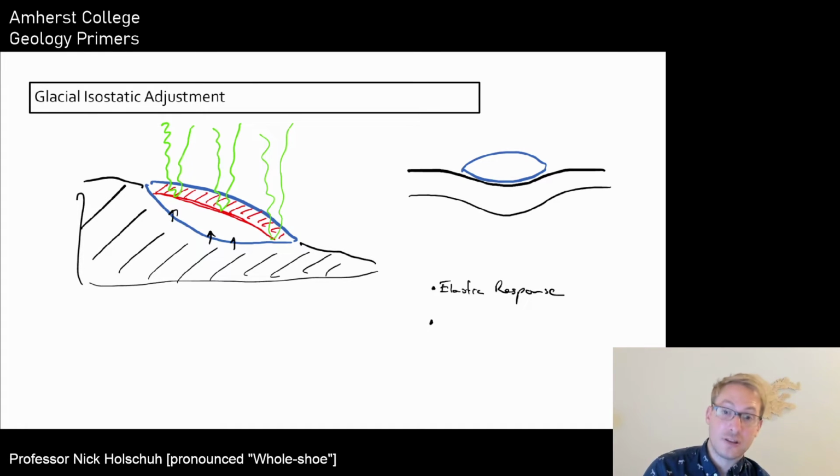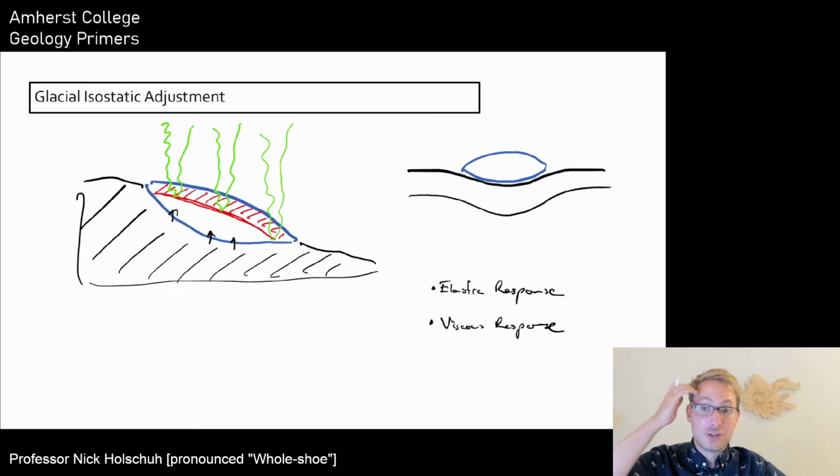I also mentioned the flow of the mantle into this low pressure zone in the asthenosphere that's left behind. We call that the viscous response. The viscous response to mass loss is much, much, much slower. And so if we melt a glacier, we'll have some uplift due to the elastic response, and then we'll have this long delayed uplift associated with the viscous response.